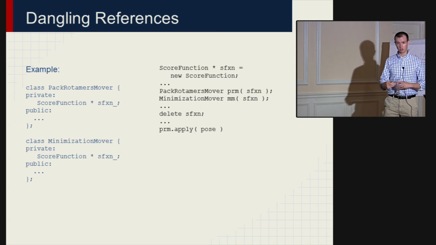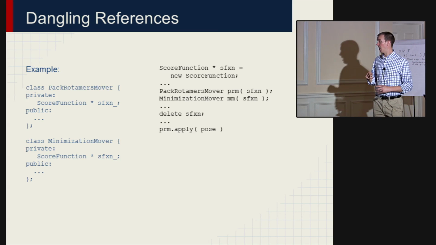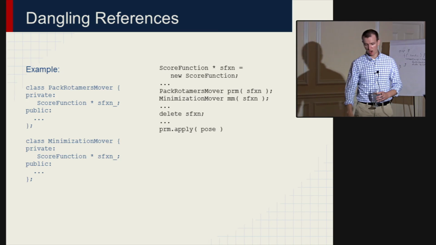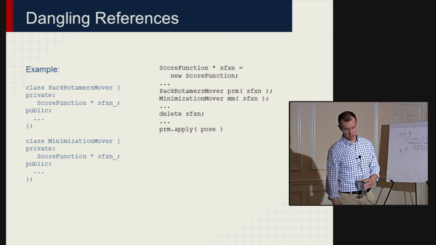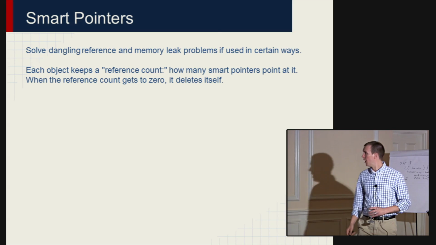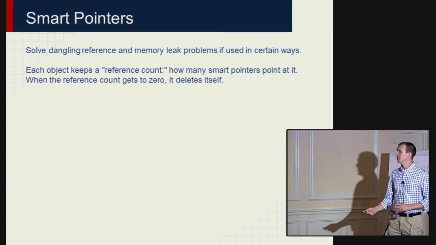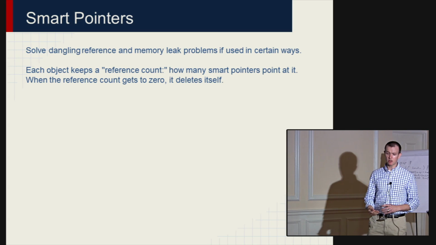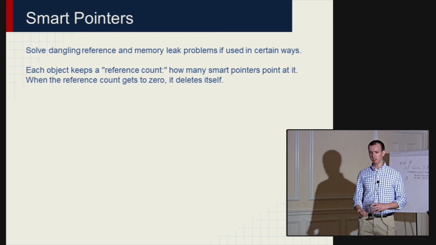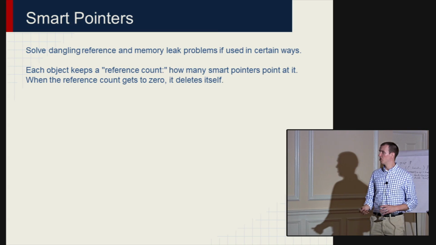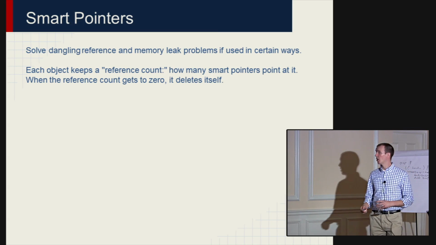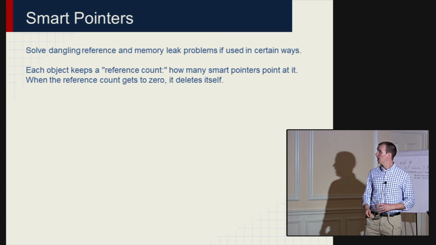And if the score function has been freed, the program will most likely crash. If it doesn't crash, it's much worse than if it did. Okay, so the solution that we have in Rosetta 3 is to use smart pointers, and this takes care of both the dangling reference issue and the memory leak issue.